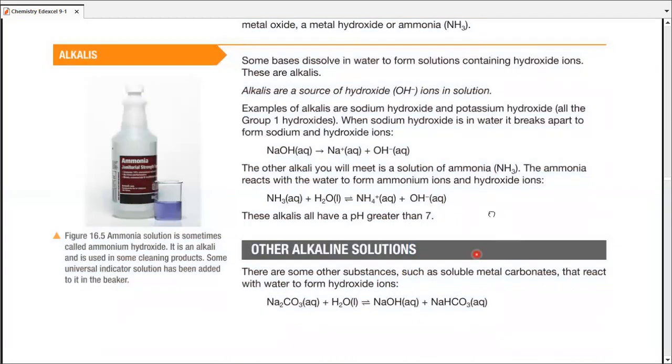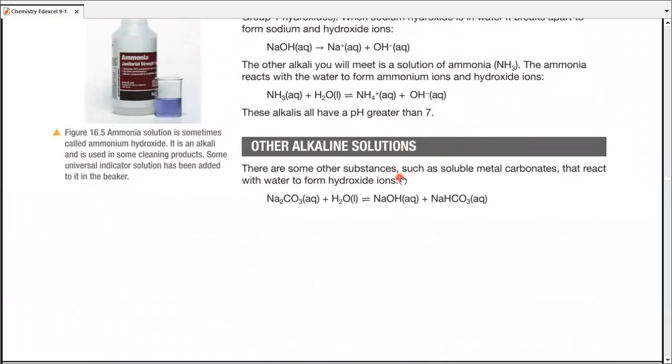Apart from alkalis, there are some alkaline solutions. There are soluble metal carbonates. They can react with water and give us alkaline solutions, or they can directly produce alkalis upon reaction with water, like sodium carbonate, which is commonly known as washing soda. So the detergents that we commonly use produce a slight amount of alkali in the system.